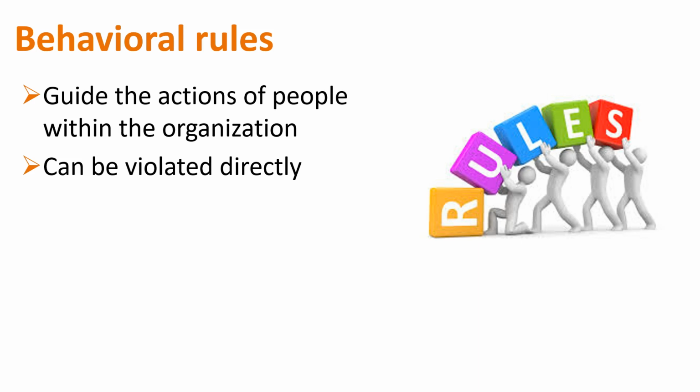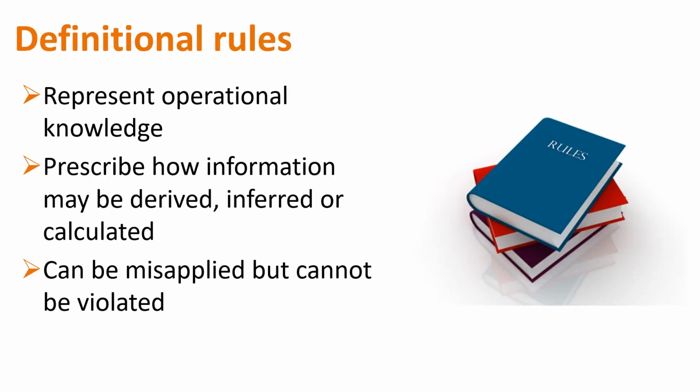Or the behavioral rule could be violated by the person saying, yeah, I see the birth date, I'm going to manually fudge that date because I want to be able to sell this product to this customer even though they're underage. So they can violate it, but it is a direct violation. Okay, so behavioral rules guide the action of people and can be violated by those people. Definitional rules are rules that are placed in a system that are data-driven and cannot be violated. You can accidentally set up the rule incorrectly and misapply it, but you can't violate the rule, if that makes sense.